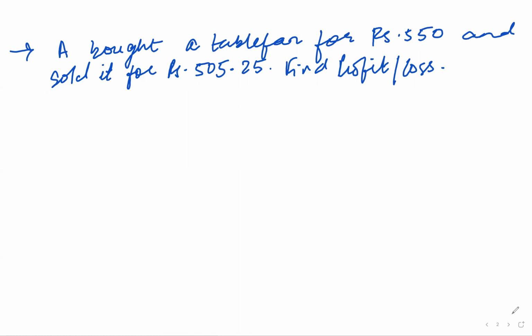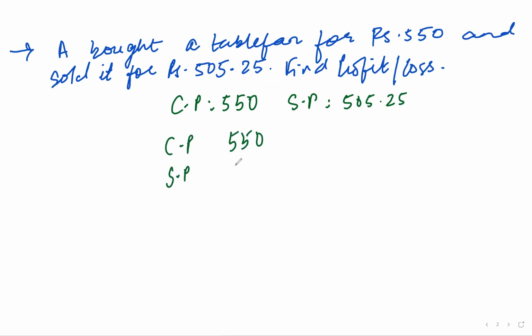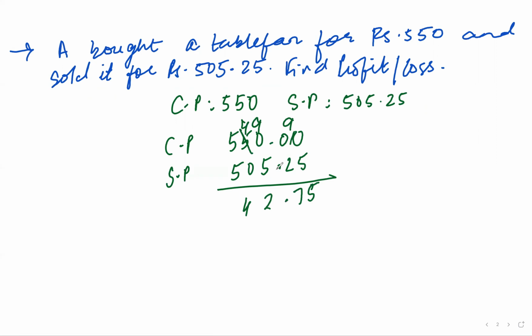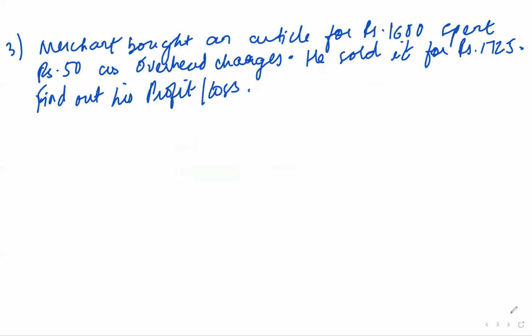A bought a table fan for rupees 550. As you read, keep on writing the information, and sold it for rupees 505.25. So as I've got selling price less than cost price, it is loss. Whenever selling price is less than cost price, it is loss. And loss formula is cost price minus selling price. I cannot subtract. I'll borrow. Be very careful while doing this calculations. No silly error should happen while doing this calculation. So loss is 44.75.